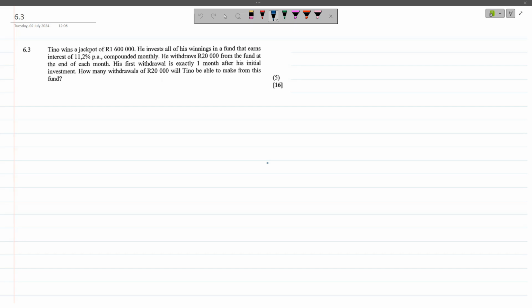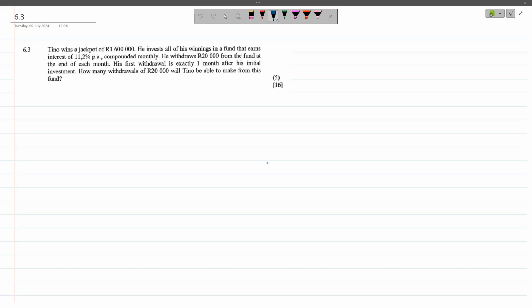So let's read that again. He withdraws 20,000 from the fund at the end of each month. His first withdrawal is exactly 1 month after his initial investment. How many withdrawals of 20,000 will he be able to make from this fund? So this is a present value problem.